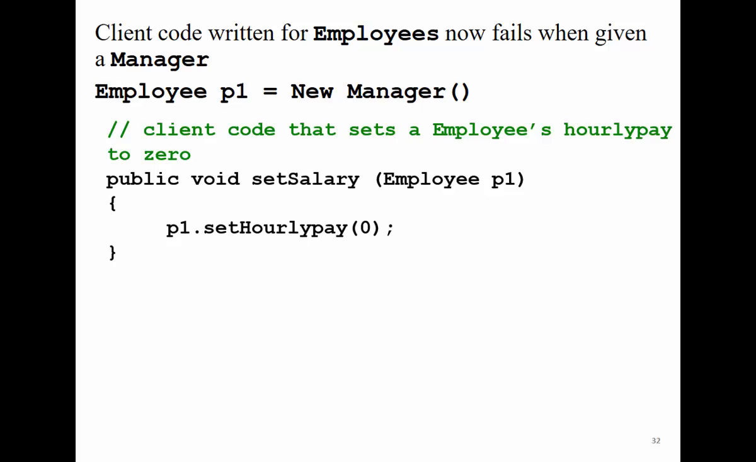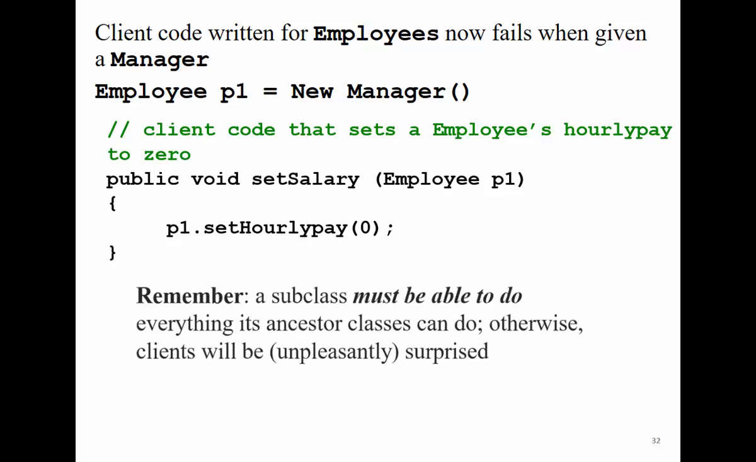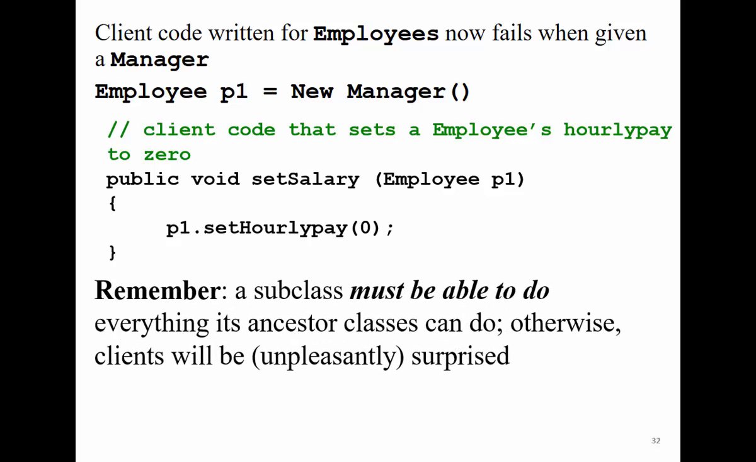Now look at the parameter here inside set salary. It's an argument of type employee. This code will fail. We have to do a lot of work to make this code work. We have to do some pre-checking that we are handling the manager's actual type. So we are saying that polymorphism is not working for us. We don't use this advantage from Java. So all the subclasses must be able to do everything the superclasses can do. So if for the employee we can set 0 as the hourly pay, the manager should do this.